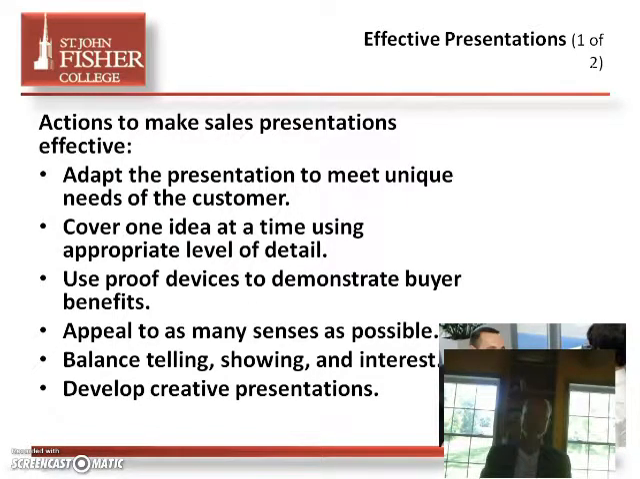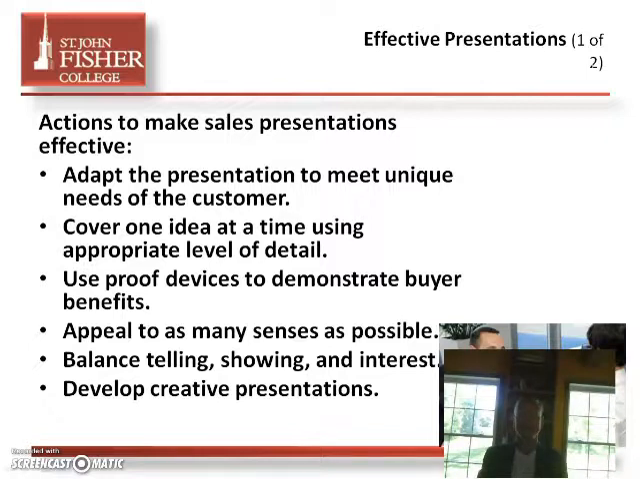So effective presentation, slide 1 of 2, actions to make sales presentations effective. First of all, as we know, we've got to adapt it to the particular client or to the particular prospect. You can't do a canned presentation. You've got to adapt it to the particular prospect or client. And with that being said, then you also have to make sure that you understand the client's particular needs or wants. And with that being said, that's where spin selling comes in.